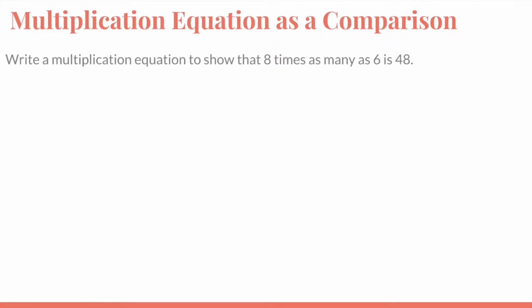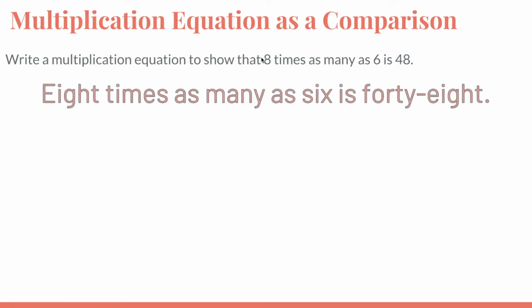Stay with me. Write a multiplication equation to show that 8 times as many as 6 is 48. So what we're focused on here is this number sentence part right here. 8 times as many as 6 is 48. And the way I'm going to write this as an equation is piece by piece. I see it says 8 times as many as 6, that's 8 times 6, is 48. So 8 times 6 is 48. Pretty simple, right? Let's do another one.